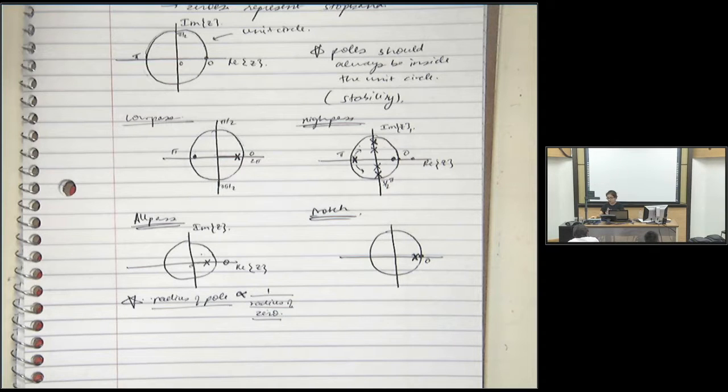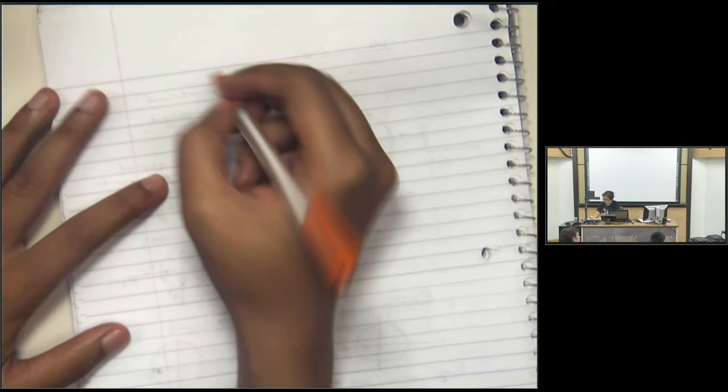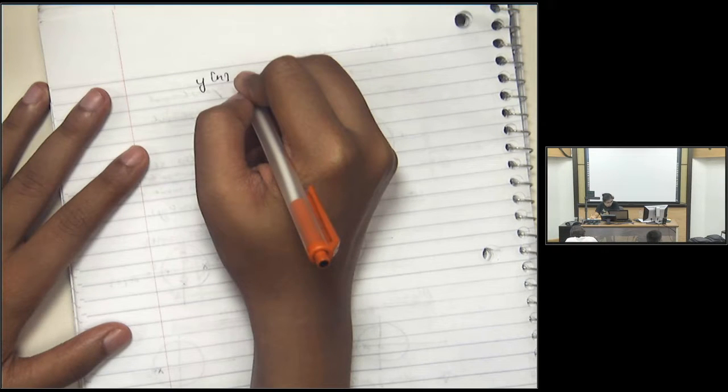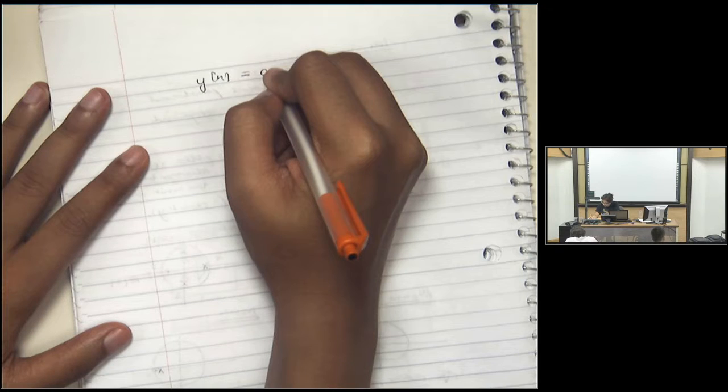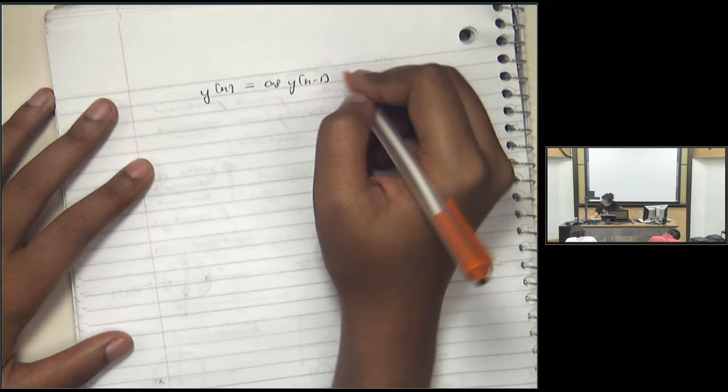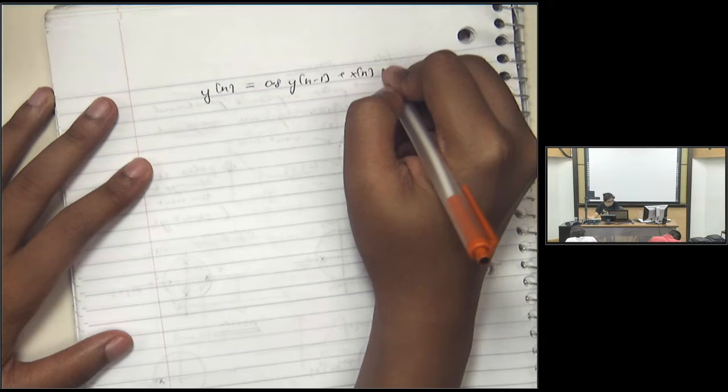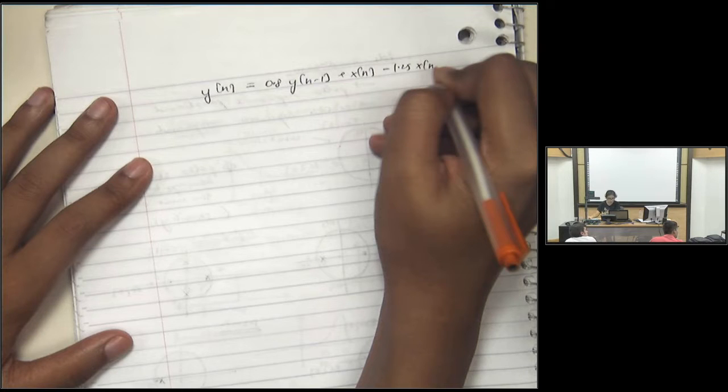Okay, so the example that we are going to do is an all-pass filter example. So you'll understand it very well, and I think it is in your 2009 final exam as well. Okay, so what is given to us is that y of n is equal to 0.8 times y of n minus 1 plus x of n minus 1.25 times x of n minus 1.